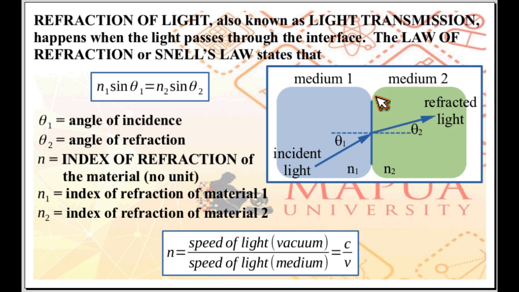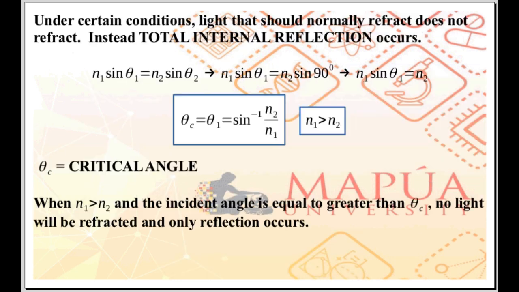Going back to a previous figure, if we set theta 2 to 90 degrees, the refracted light is here. No light will pass through the interface and into medium 2. No refracted light. So setting theta 2 to 90 degrees, you don't have refracted light. This equation then gives us n1 sine theta 1 is equal to n2. Isolating theta 1, we get inverse sine of n2 over n1. And we set this angle value to theta c, the critical angle.